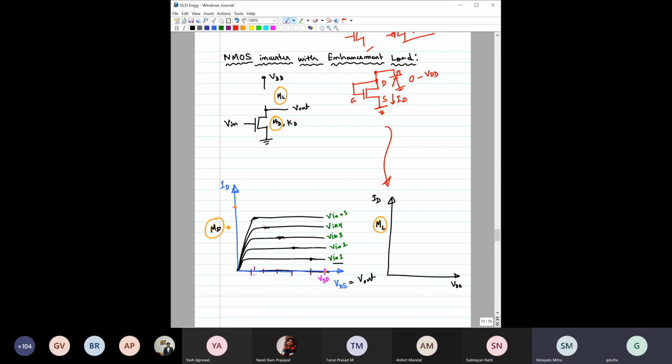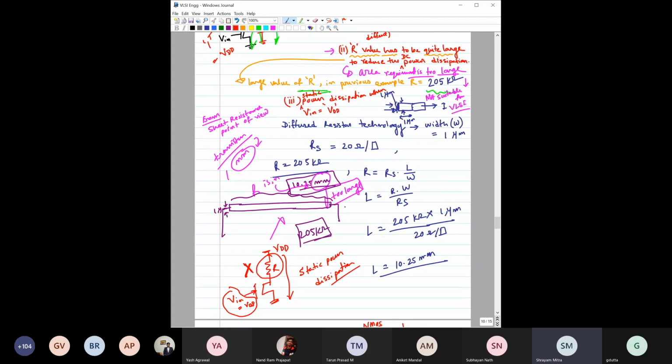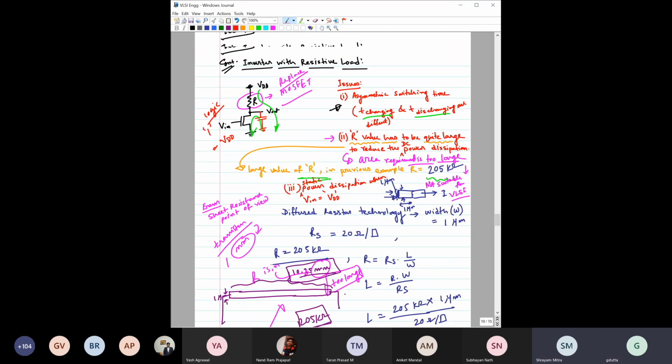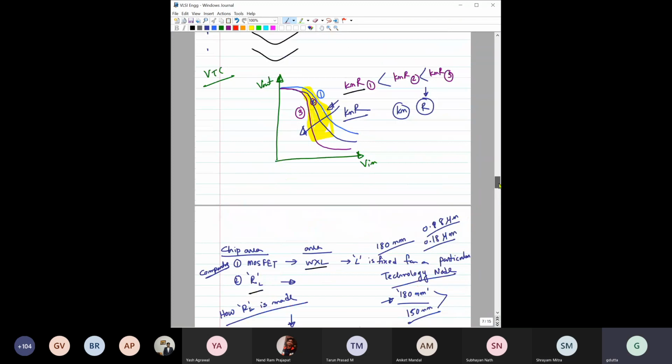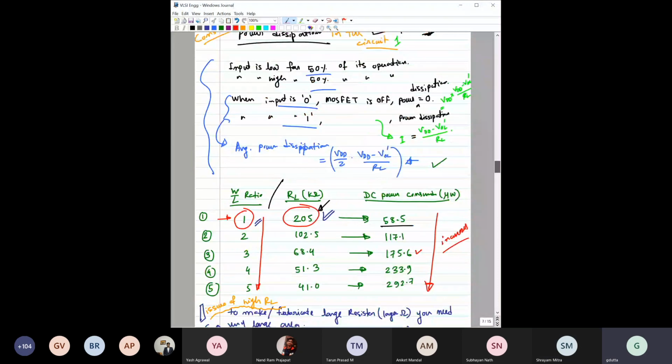Sir, I have a doubt. In the previous slide, you told that if RL is increased, then the power dissipation increases if Vin is VDD. But in the previous class, what we actually did was that the average power dissipation would be minimized if RL is large. Let me go to that.